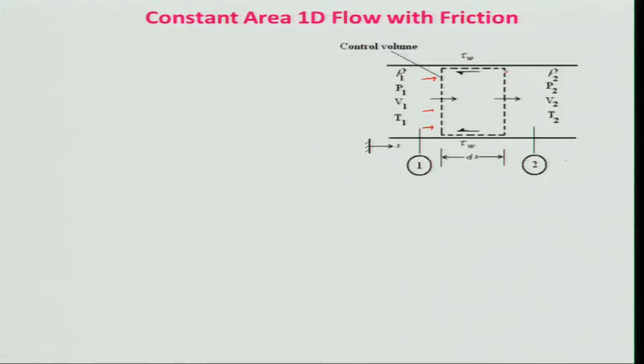And if you take a small control volume, although it looks big, it is a small one having a dx, and it has certain properties at station 2. Keep in mind that here we are considering a frictional effect on the wall. There is a frictional force, a stress, on the wall itself. And we will try to analyze what happens to the properties at station 2 whenever there is friction.